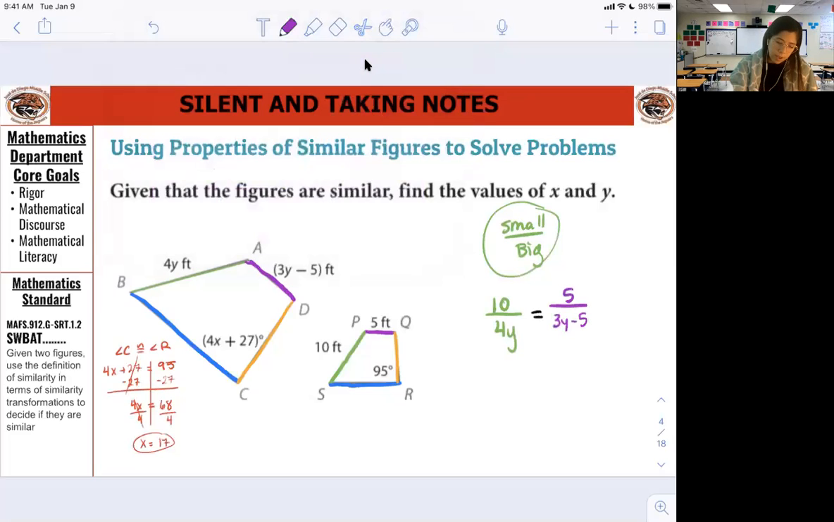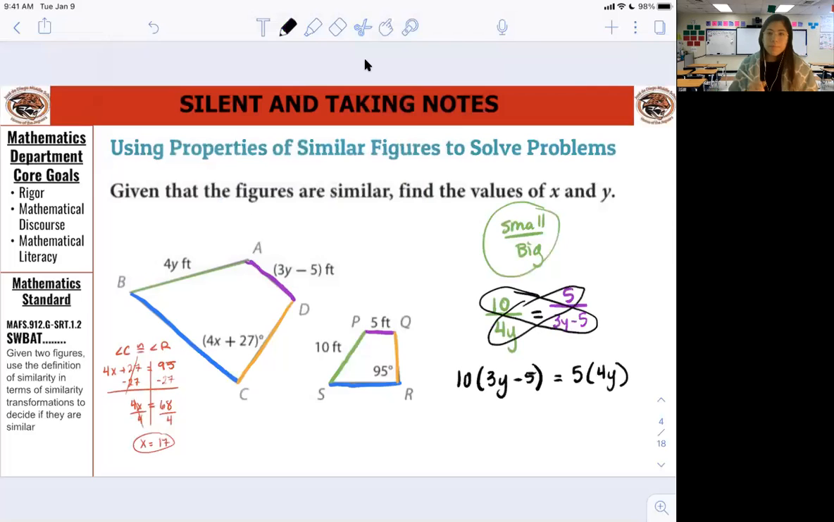But now I just have a proportion. I know that I can solve this proportion using cross multiplication. Even though I have these sort of harder numbers to work with, all we're doing is multiplying the diagonal. So I have 10 times 3y minus 5, and then I have 5 times 4y. Do I have any questions on how I did that part of it?